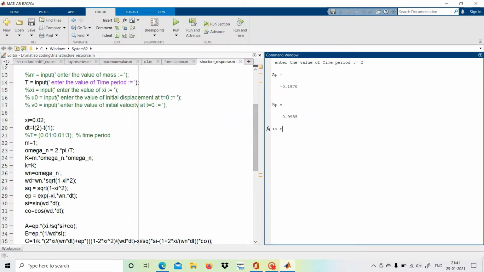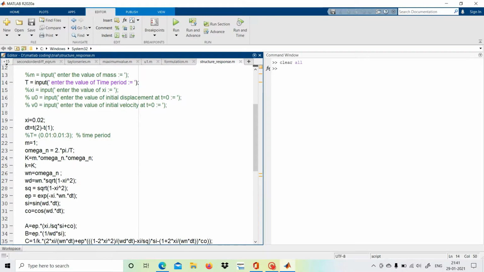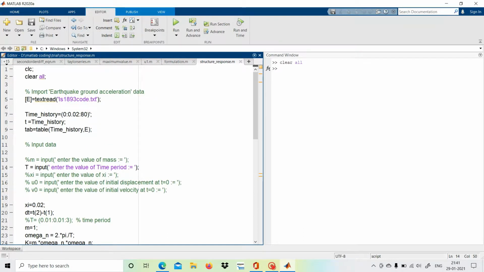So we will have a CLC, clear again, and then clear all. I think there would be nothing in the workspace, it should be empty. Yeah, let's start again. So here CLC clears the screen, and clear all is a command to clear all the data from the workspace also. So now E is the earthquake data.